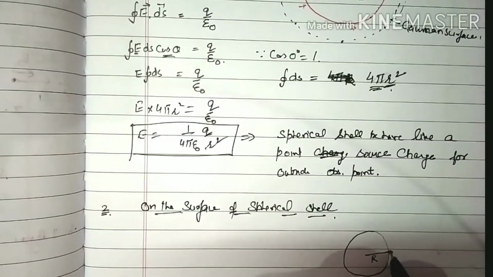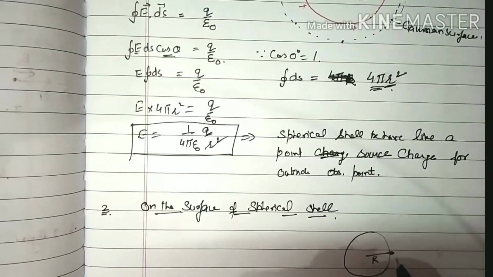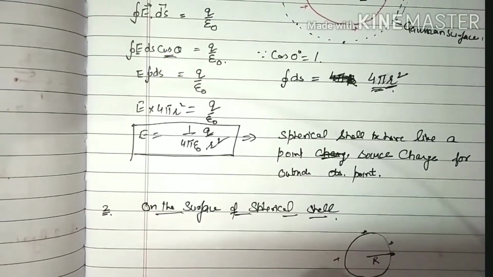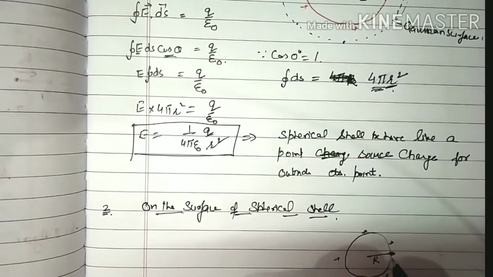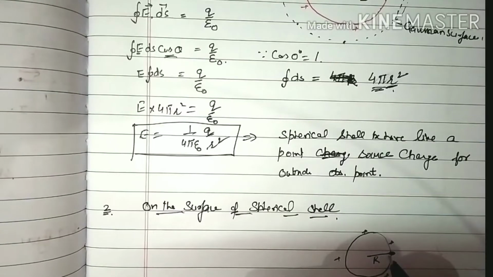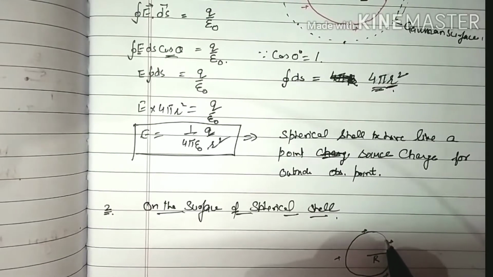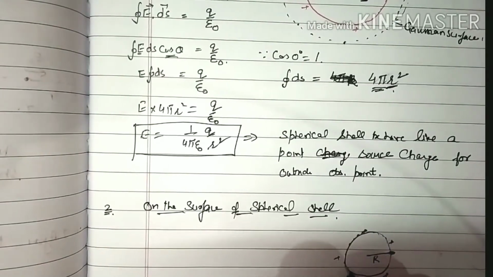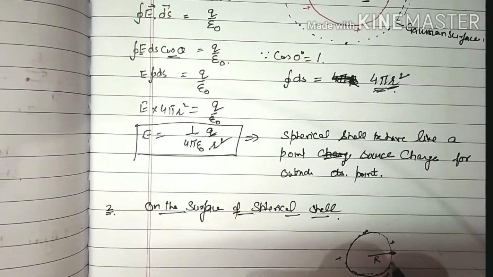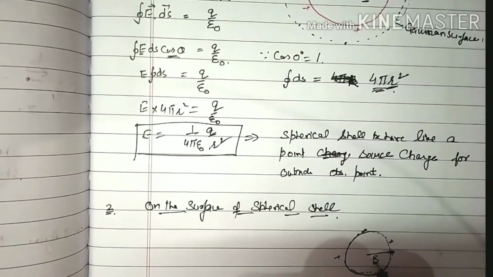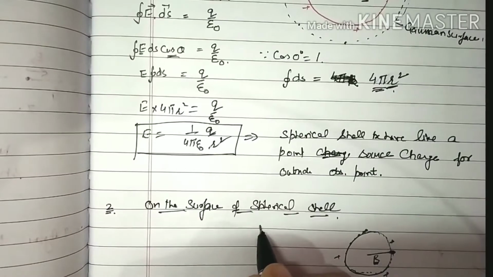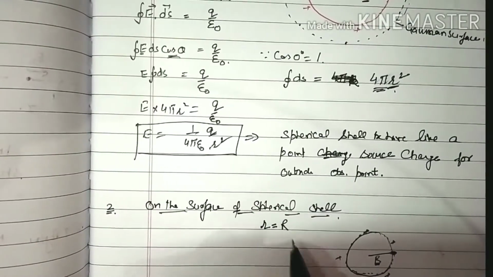Now on the surface we have to find out the electric field. At this point we have to find out the electric field that is on the surface. So now we have to draw the Gaussian surface just over the spherical shell, whose radius also is equal to capital R. So here I will write small r is equal to capital R.